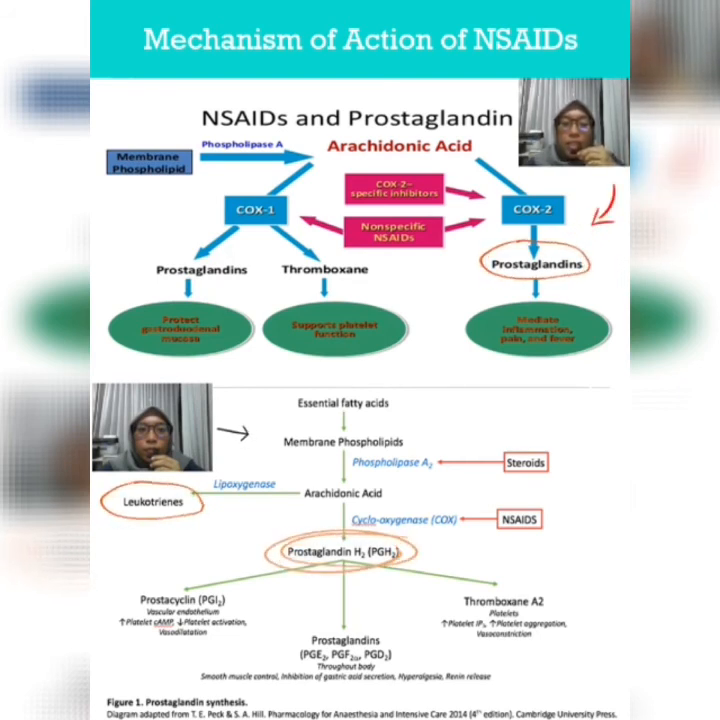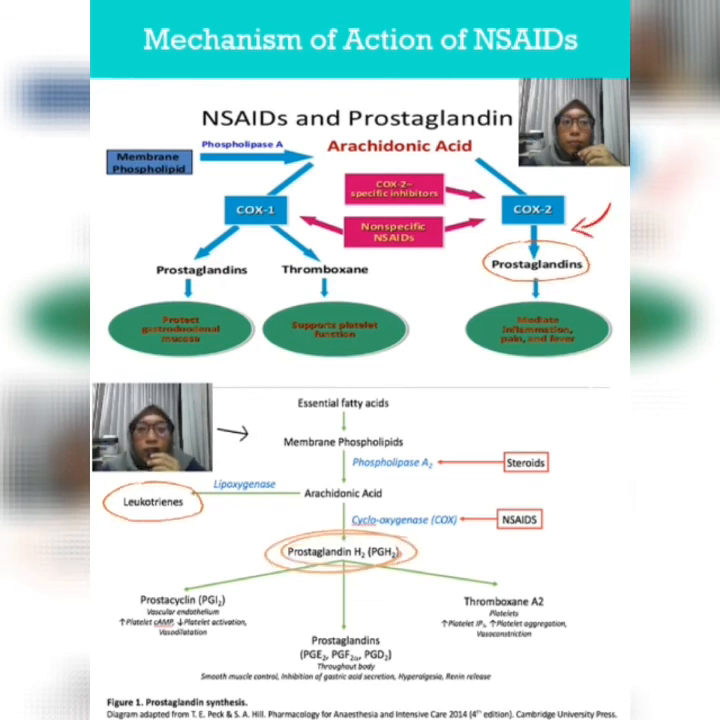NSAIDs such as aspirin and Tylenol are non-specific, so they block both cyclooxygenase 1 and cyclooxygenase 2. The NSAID drugs nowadays are cyclooxygenase 2 specific inhibitors. So they will block cyclooxygenase 2, which blocks the production of the prostaglandins. When they block the prostaglandin production, it will reduce the generation of heat, which produces the mild analgesic effect.